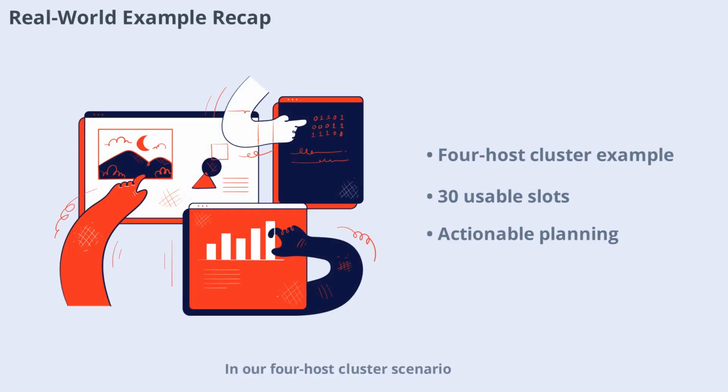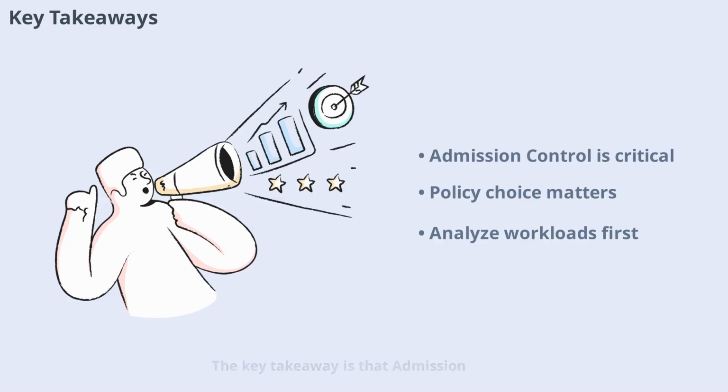In our 4-host cluster scenario, we saw how the slot-based policy calculates usable slots. With 160 GHz of CPU and 1,024 GB of RAM and 3 VMs with varying reservations, the largest values set the slot size. After applying the failover reservation, we ended up with 30 usable slots, a clear, actionable number for capacity planning. The key takeaway is that admission control is essential for ensuring high availability, but the choice of policy has a major impact on efficiency.